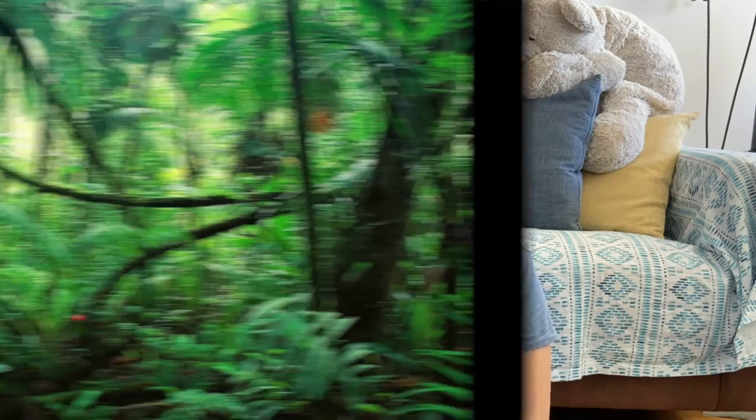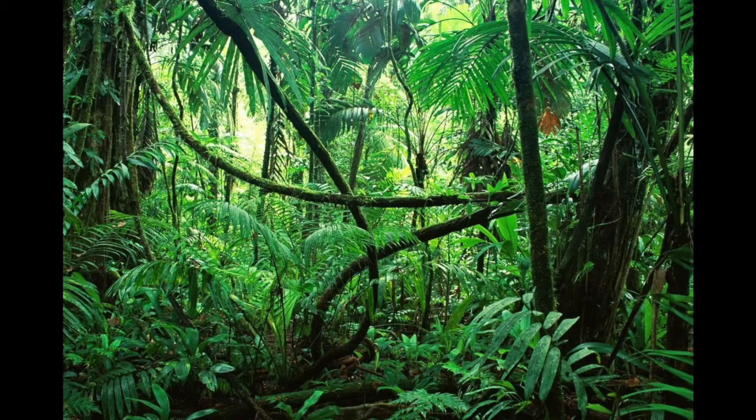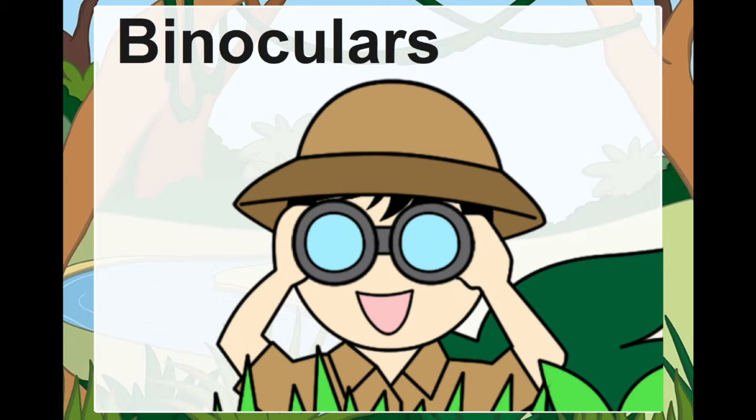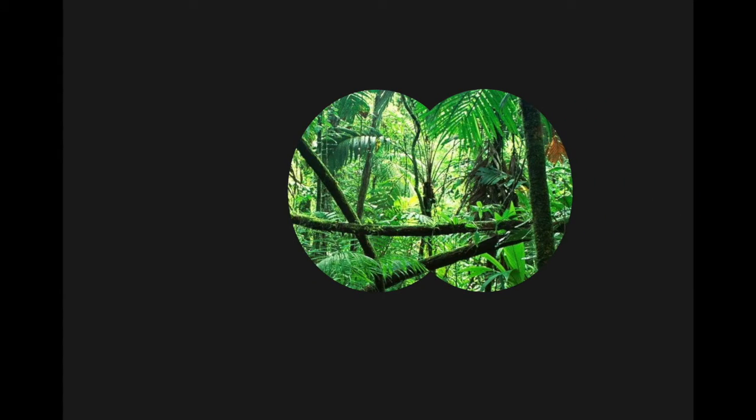Now we're going to actually do a fun activity. We're going to pretend to be in a jungle. Are you guys ready? So we're pretending we are in the middle of a jungle. And we have our binoculars and we're seeing through them. Binoculars are great to actually see things that are far, far away. And this is what we see when we have our binoculars on.